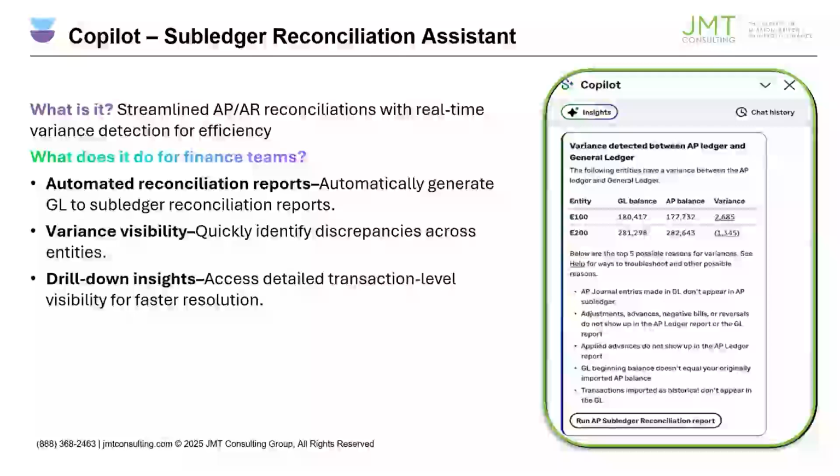So the Copilot Subledger Reconciliation Assistant automates much of that work. It prepares reconciliation reports automatically, flags mismatches between subledgers and the GL, and provides drill down insights to help identify and resolve issues. It offers guided recommendations on likely causes and resolution steps. And what this means for your team is a faster month-end close, fewer manual errors, more time freed up for strategic analysis, and less time lost in spreadsheets.